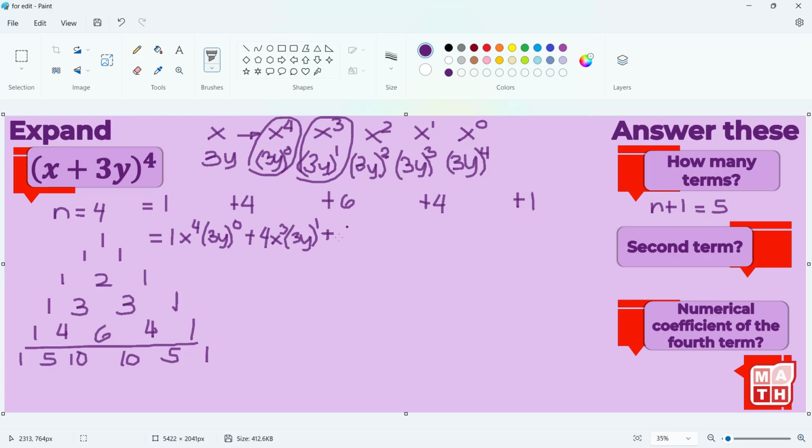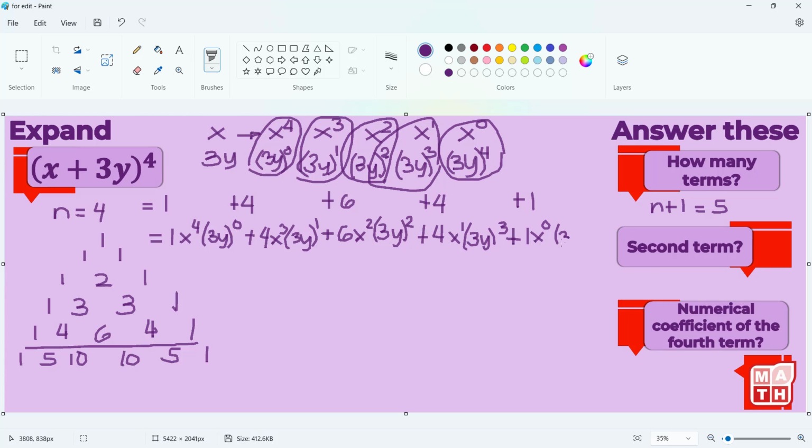Then, plus 6. Let's have the next pair here. x squared. Then we have 3y to the power of 2, plus 4, and we'll have this pair here, x to the power of 1, 3y cubed. Finally, plus 1, you will have your x to the power of 0 here, and the last term is the expression 3y raised to the power of 4.